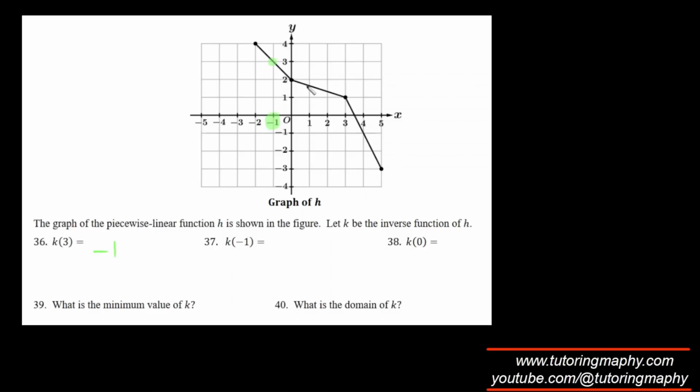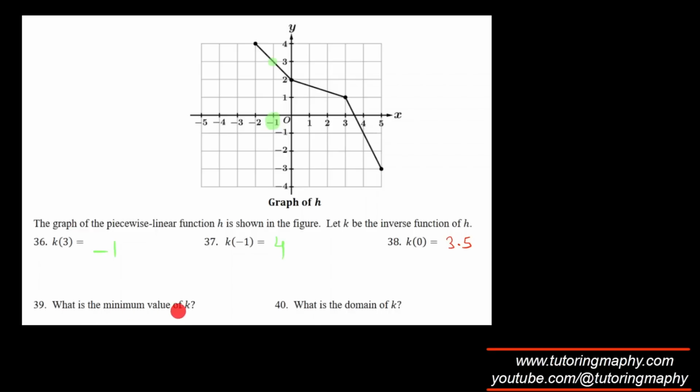k of -1. Once again, where is y -1? There you go. What is the corresponding x value? That is 4. So the answer has to be 4 here. k of 0, where is k 0? Right here. Now, what is the corresponding x value? Looks like 3.5. I'm going to go with 3.5. So this is the answer.